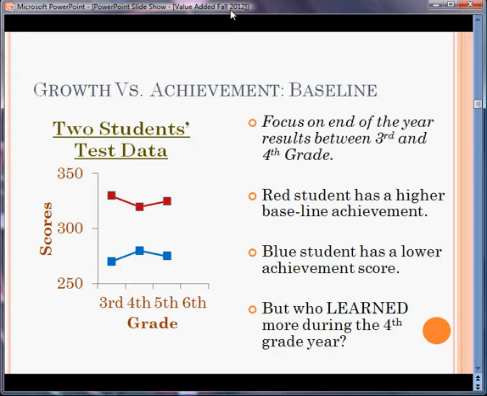If I look at this graph and look between 3rd and 4th grade, I see that red student did not grow as much, and I see that blue student grew much more. So when I ask the question, who learned more, it would be the blue student, and that teacher would have a more positive ranking under a value-added measure because it's focused on growth.